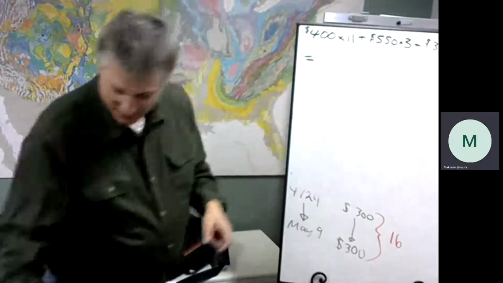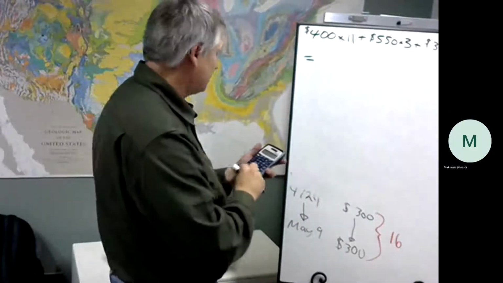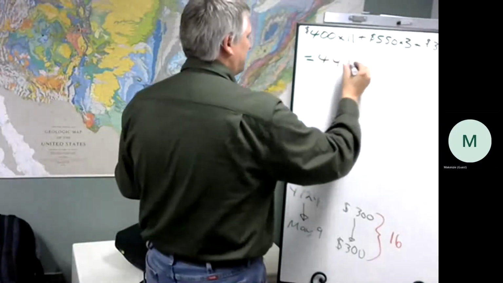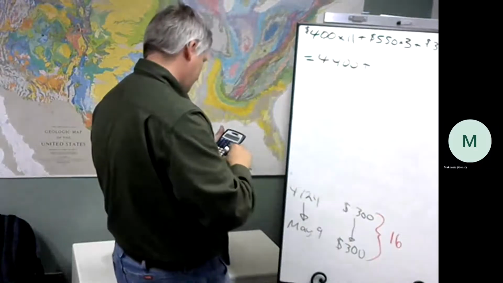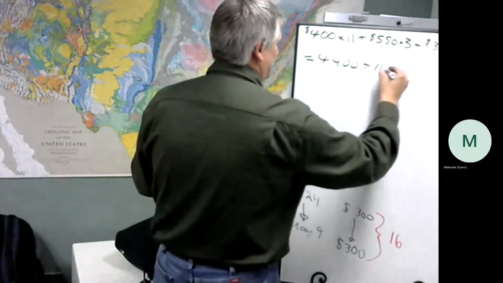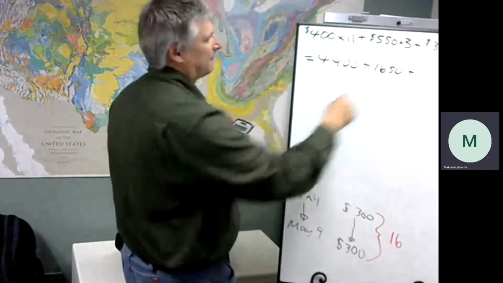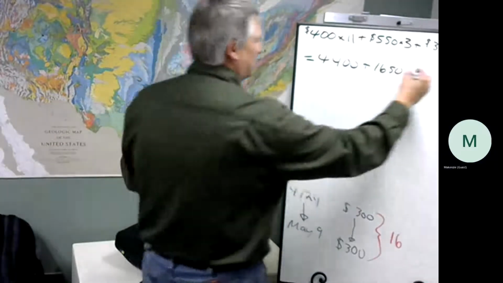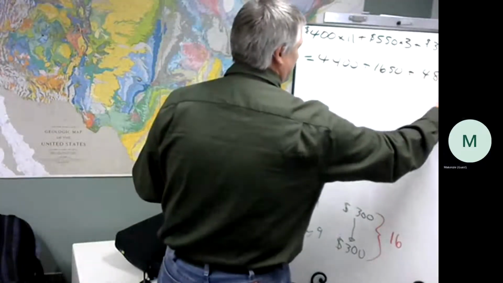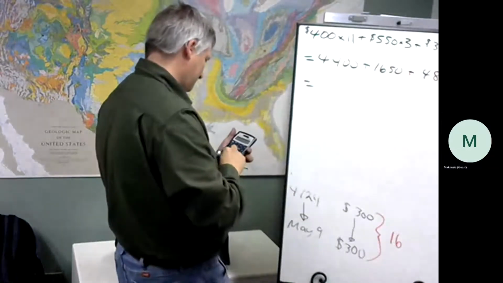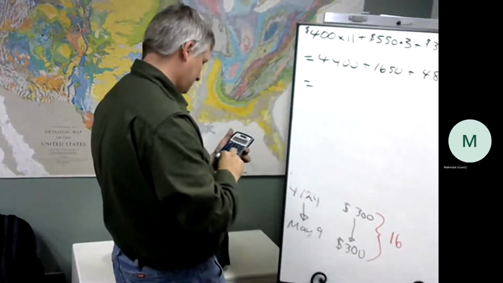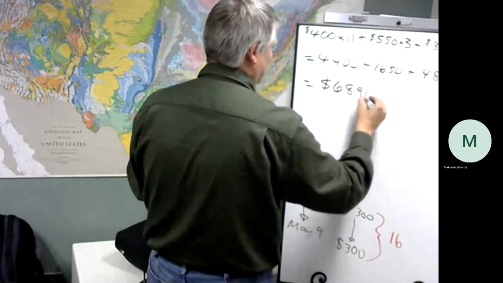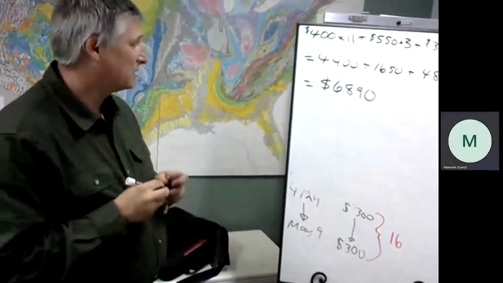So this will be 4,400, 1,650. That's 300 times 16, 4,800. That's $6,890.